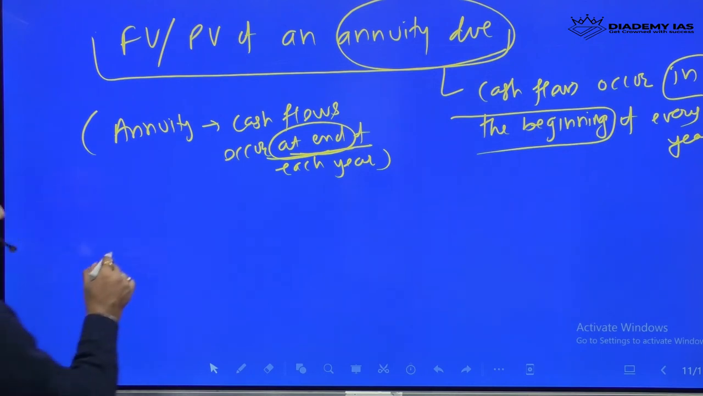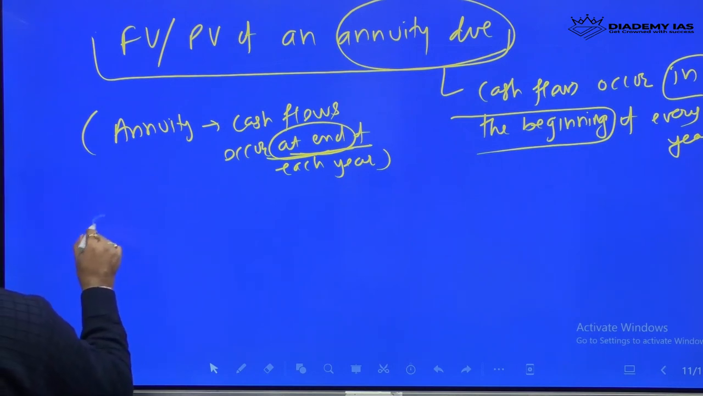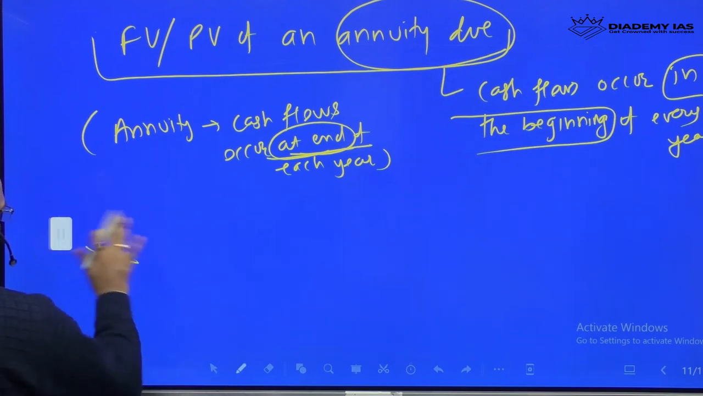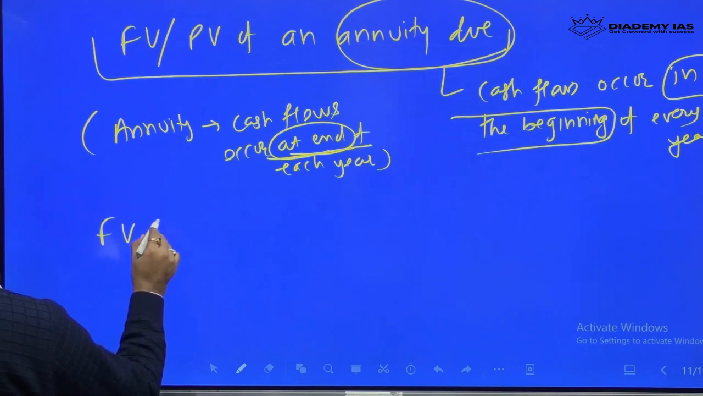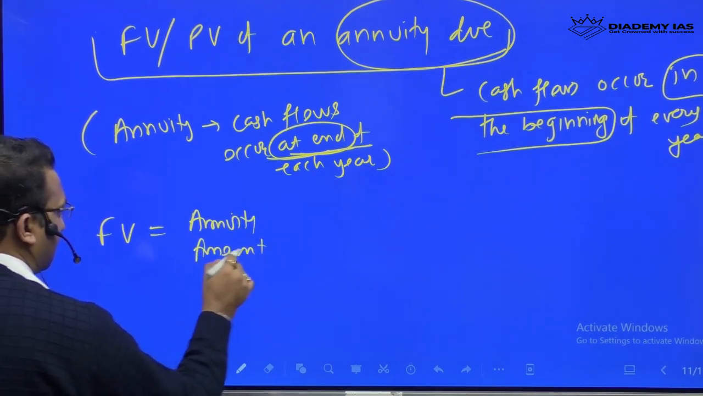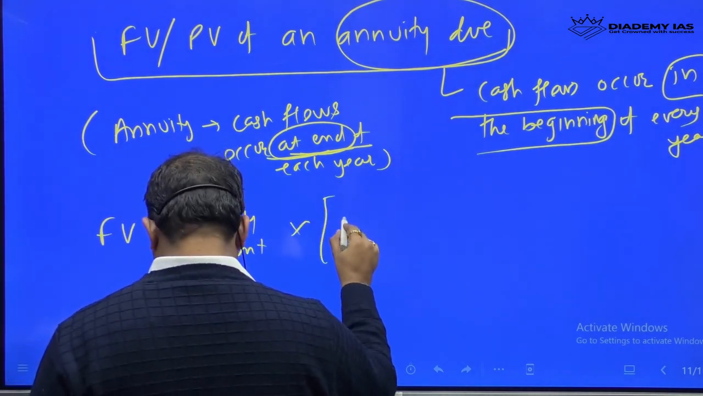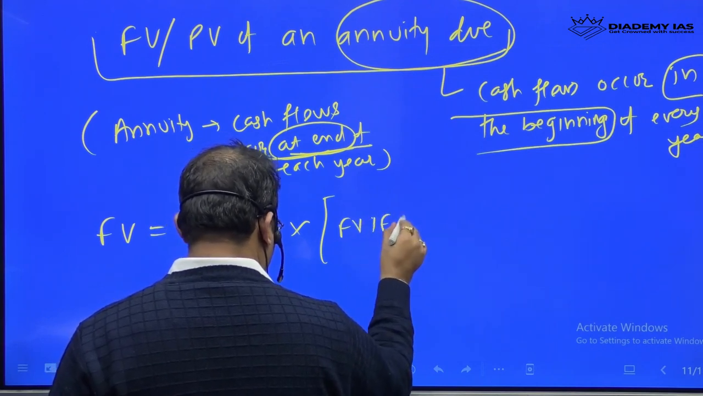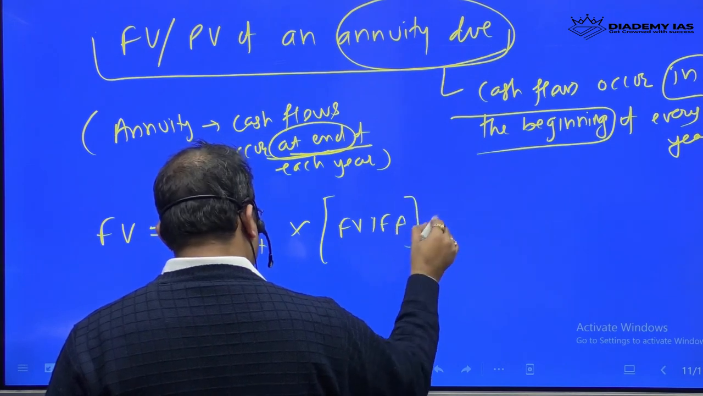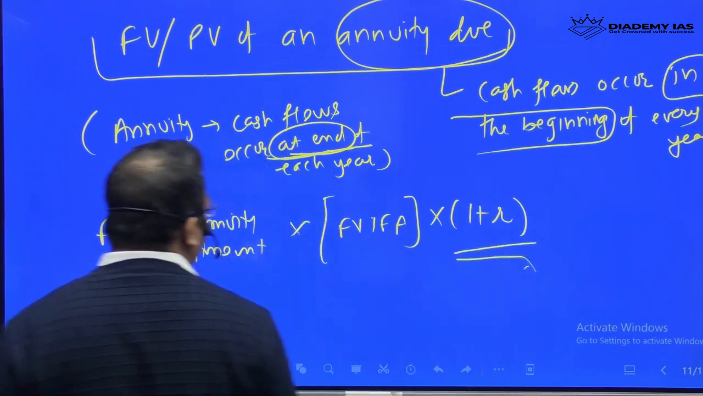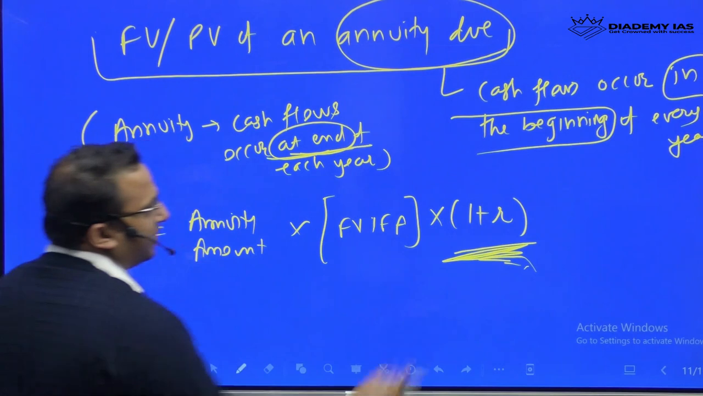So, in this case, future value of an annuity due, how do we calculate? It is equal to annuity amount multiplied by future value interest factor of annuity, multiplied by 1 plus r. So this will be the addition part actually. We have added this.